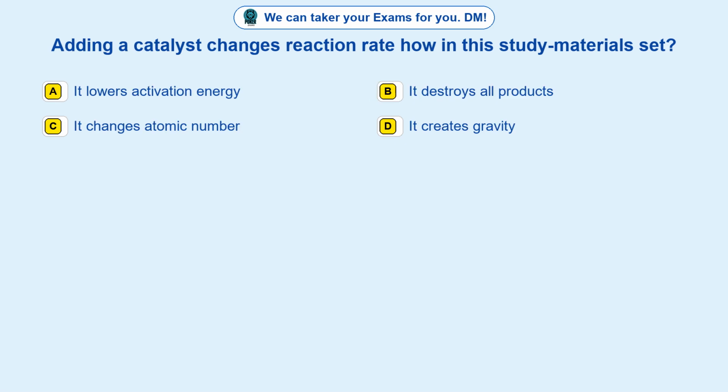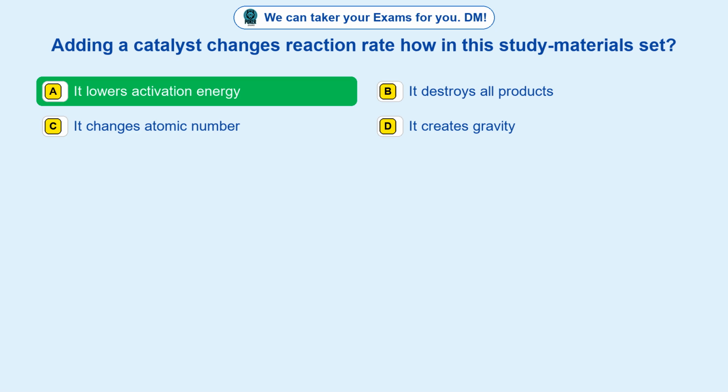Question 37. Adding a catalyst changes reaction rate how in this study materials set? Option A. It lowers activation energy. Option B. It destroys all products. Option C. It changes atomic number. Option D. It creates gravity. The correct answer is option A.